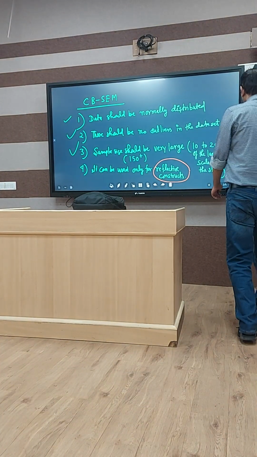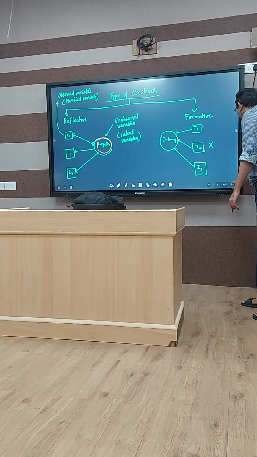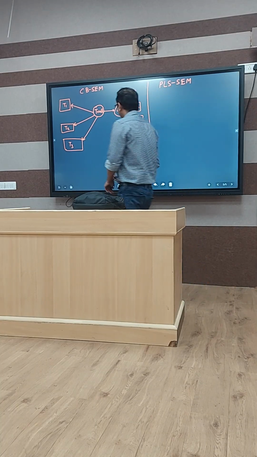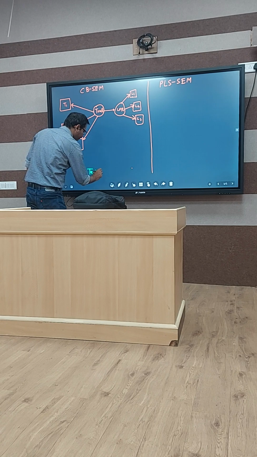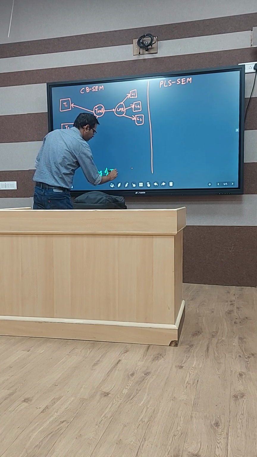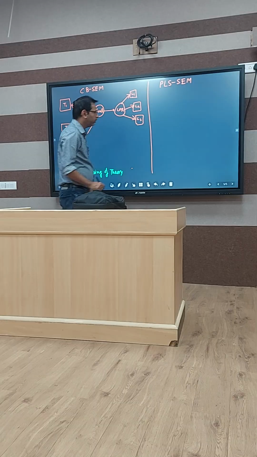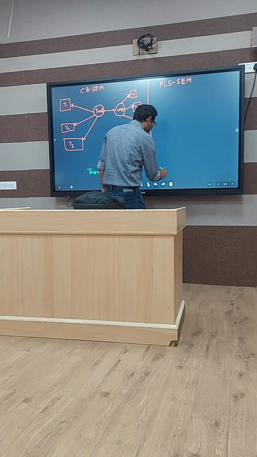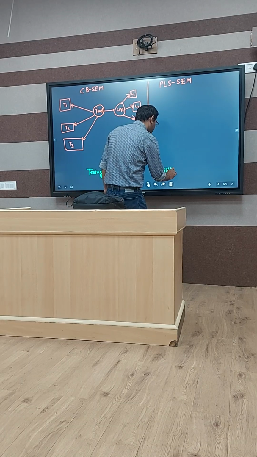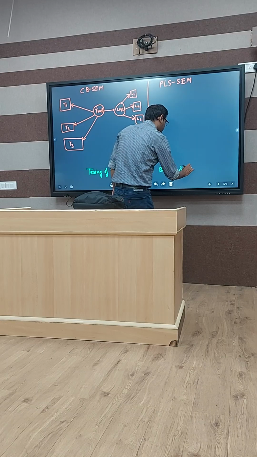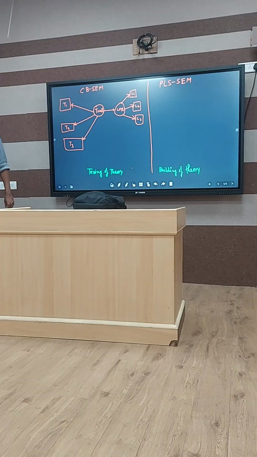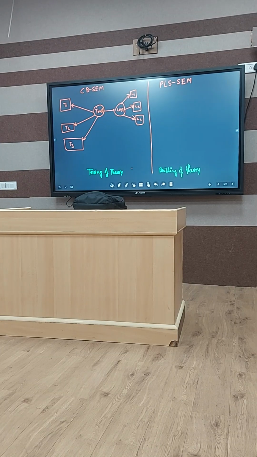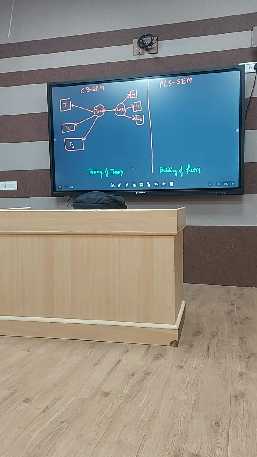Basically your CB-SEM is used for theory testing. This is used for testing of theory. And this is used for theory building. When you have less research in a particular area and you have to do hypothesis testing, we use PLS-SEM.